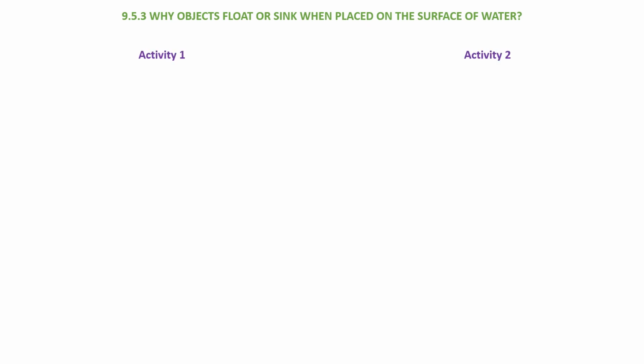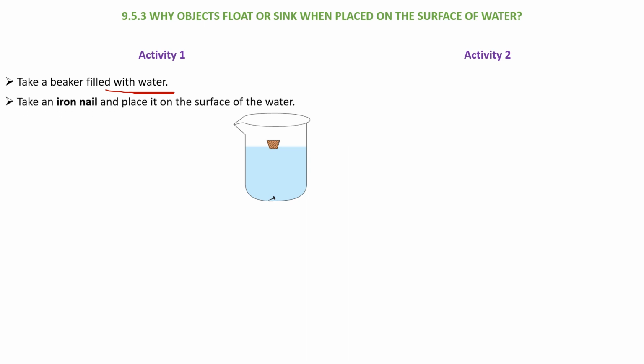Why do objects float or sink when placed on the surface of water? Let's do some activities. Learn, understand it. Take a beaker and fill it with water. Take an iron nail and place it on the surface of the water. Put it here. Don't throw it. Just place it on the surface of the water.